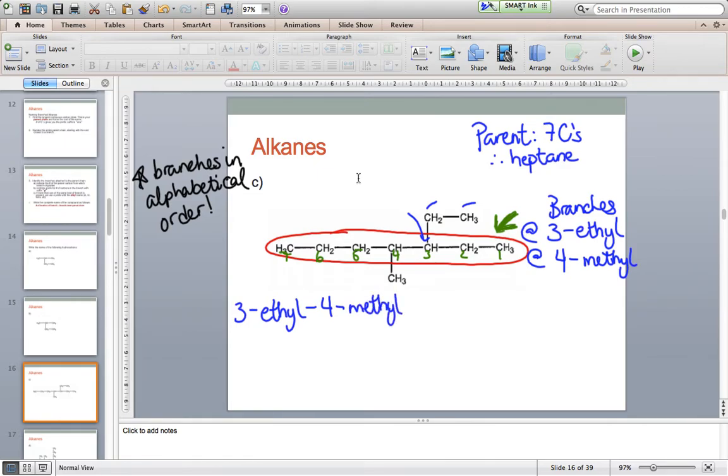So I've named my branches, and now I just write the name of my parent chain as all one word there. 3-ethyl 4-methyl heptane is how I would say it. Punctuation wise, I do have to remember 3 dashes in there. So I chose this example because I wanted you guys to make sure you took note of the fact that branches have to be in alphabetical order. So make sure that you've jotted that down somewhere for yourself.